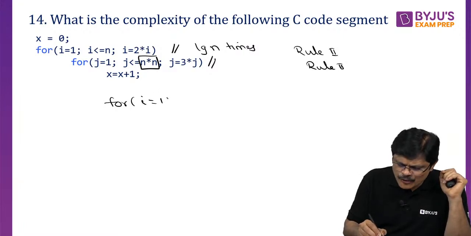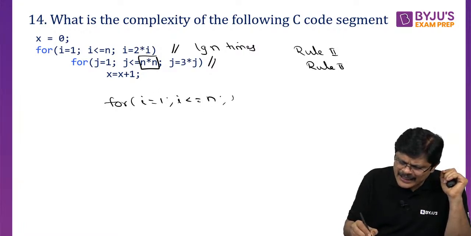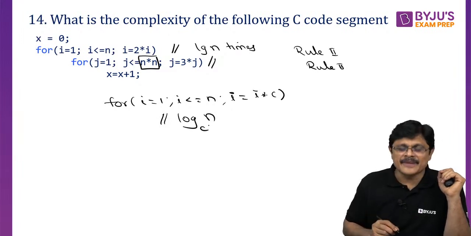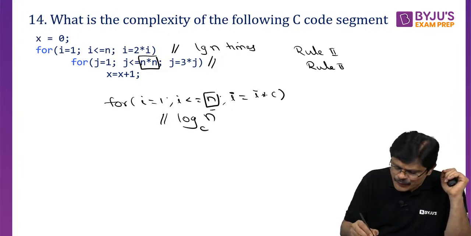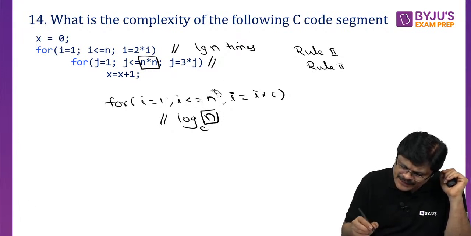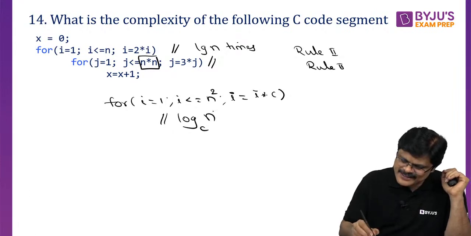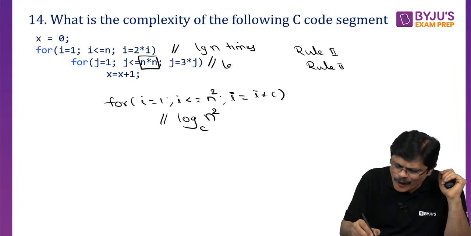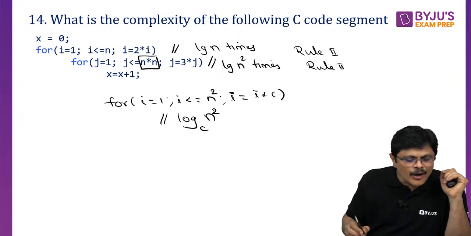Whatever constant, i equals 1, i less than or equal to n, i equals i into c will be there, and the number of iterations is log n to the base c. Here n is there, then you get n here. But instead of n, if you get n square, then what happens? You get log n square. So log n square times, theta log n whole square.